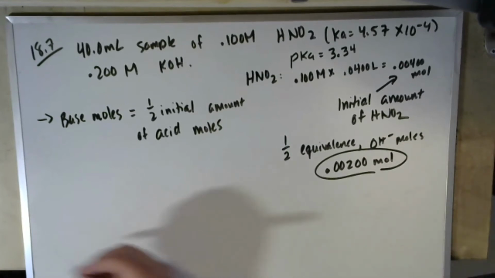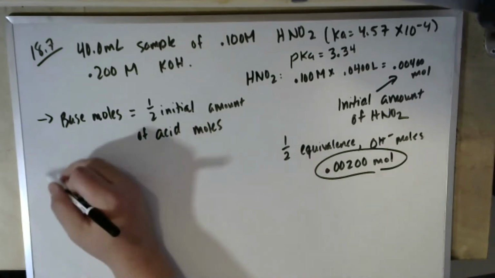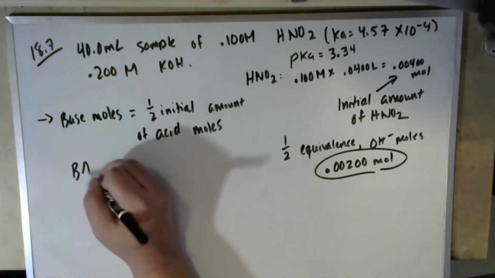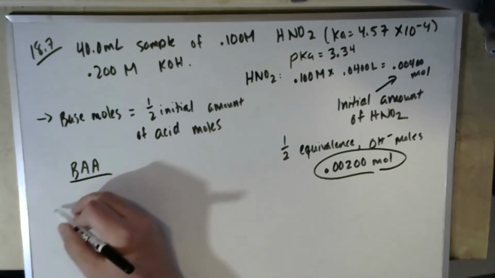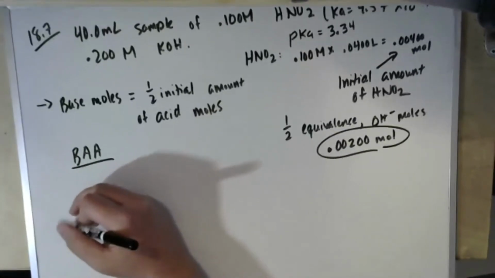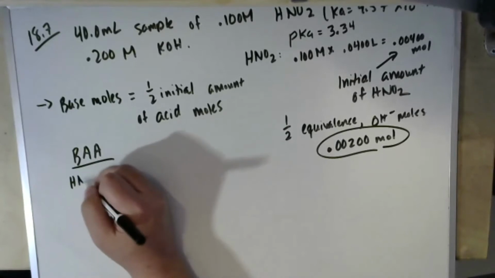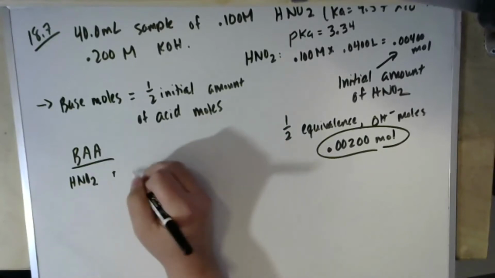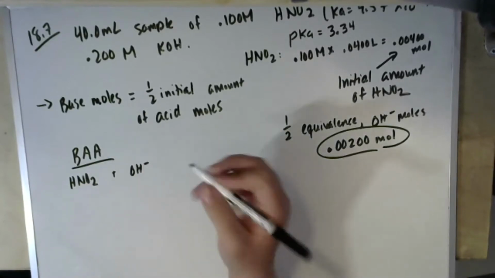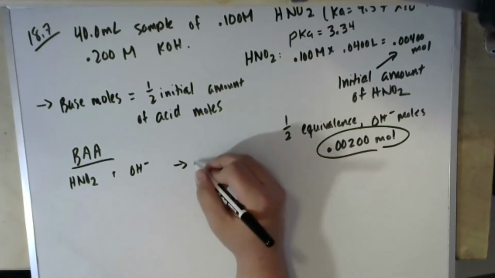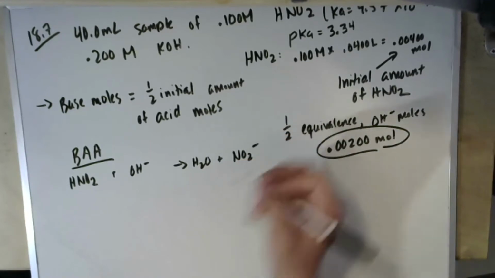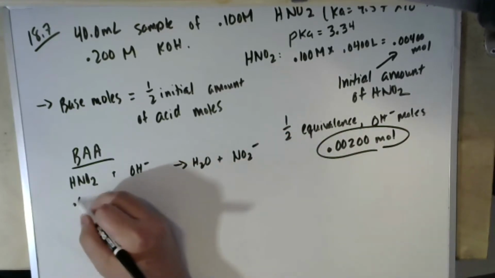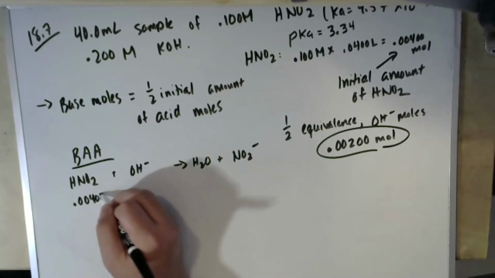Okay. So now let's see what happens when we put this into a BCA table. We have our HNO2. We're adding our OH minus to it. And we're forming our H2O and our NO2 minus. Okay, so we started out with 0.004 moles.